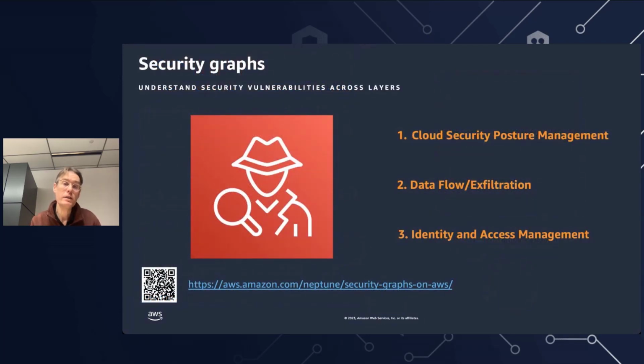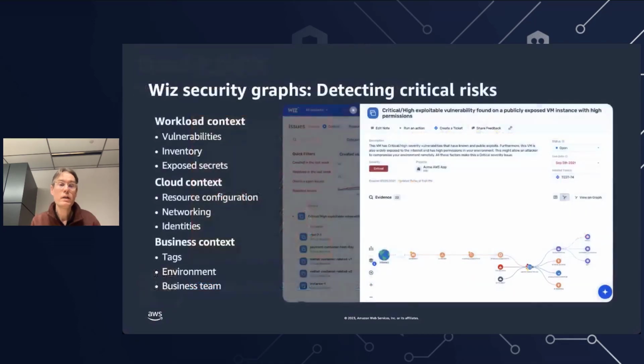Security is a classic graph use case, and the relationships between IT resources can help you understand how to secure and protect them. Customers like Wiz are building security graphs with Neptune to help detect and identify which risks are most critical for you to prioritize.